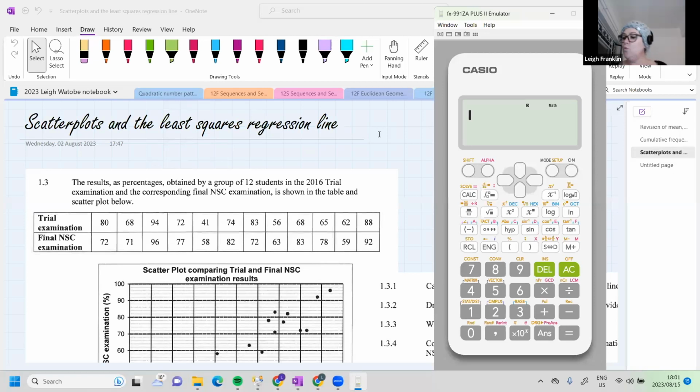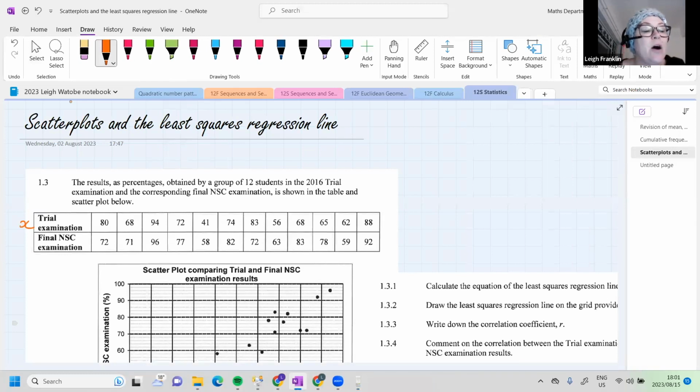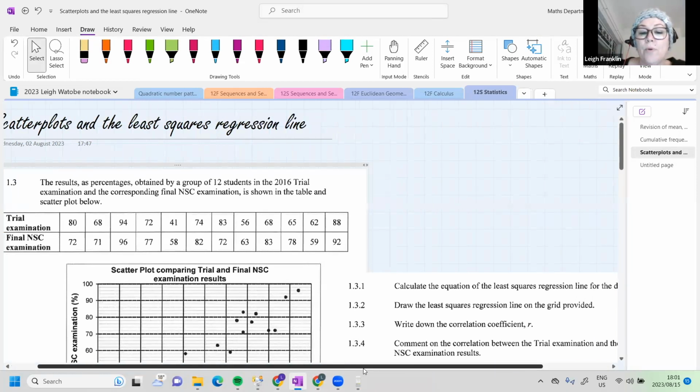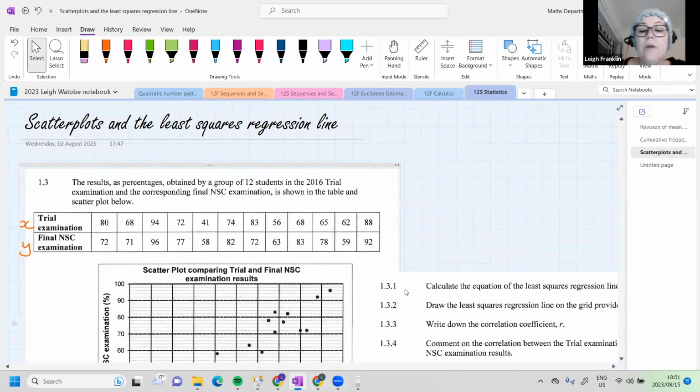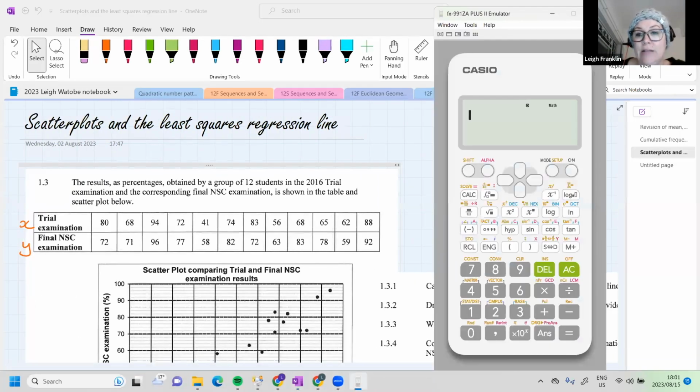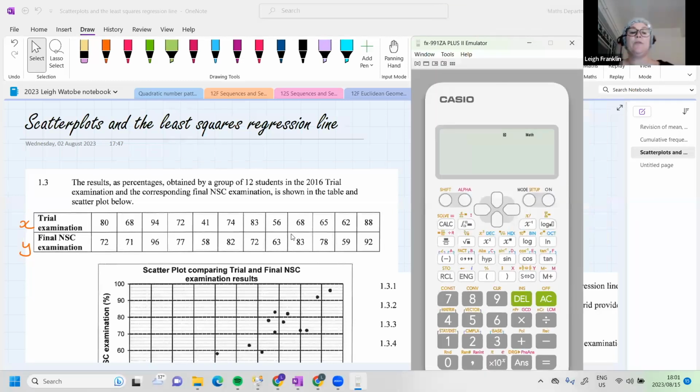Okay, so we can safely assume that the top row is always going to be our X row, and the bottom row we can always use as our Y row. If they give us data like this and they ask us, like they have done in the case of question 1.3.1, to calculate the equation of the least squares regression line, we would need to do that using our calculators. So get your calculators ready and let's just run through how we would enter the data.